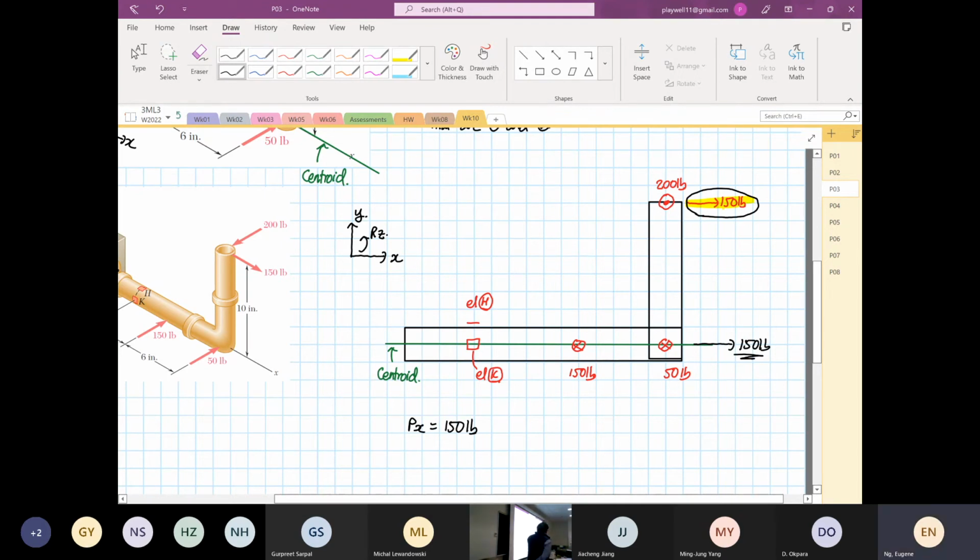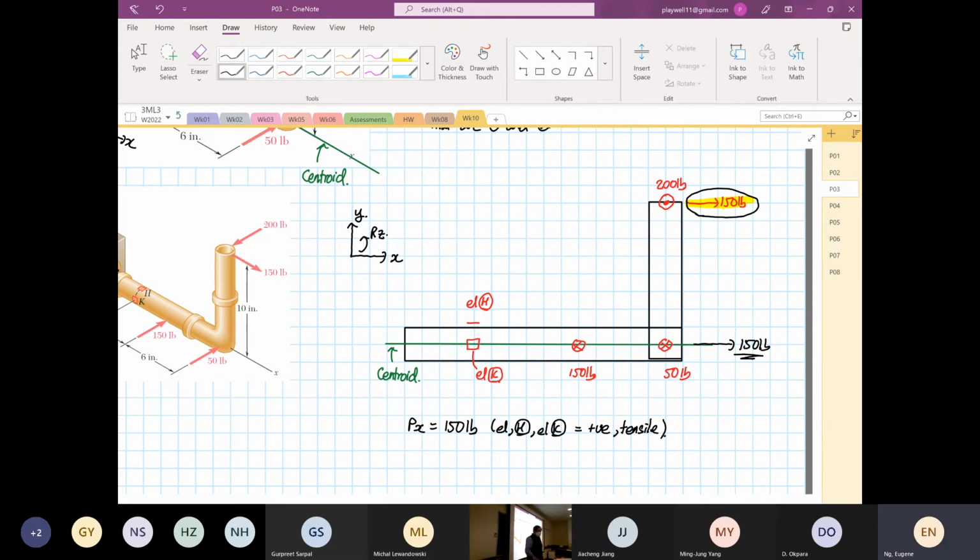Okay. Now, this force over here is also going to induce, okay, so first of all, Px is 150 pounds, and on element H and on element K is going to induce a positive, which is what? Tensile. Right? It's pulling it away. Yes or no? So it's inducing a tensile stress.